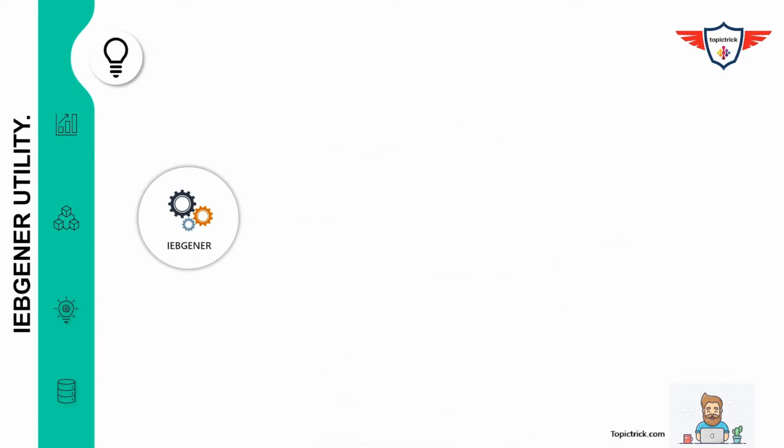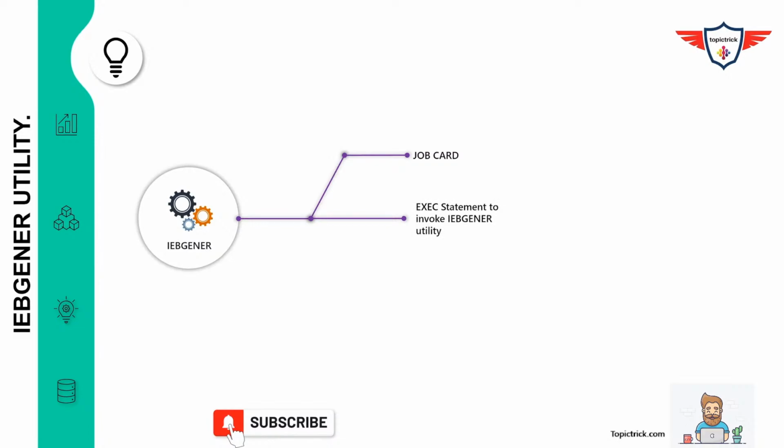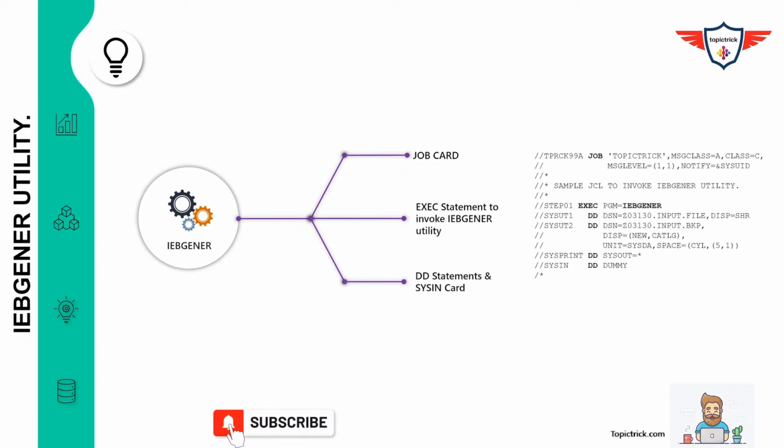Now let's try to understand the different steps you need in a JCL and how you can invoke the IEBGENER utility with the help of a batch job. In order to execute an IEBGENER utility from a batch job, you need three kinds of control statements. The first one is a job card, which provides all the information related to your shop. Then you need an EXEC statement to invoke the IEBGENER utility. After that, you need a couple of DD statements, and a SYSIN card that is required if you are doing a reformat. If you are not doing any reformat, then you need to specify SYSIN as dummy. So here's a sample JCL that outlines how an IEBGENER utility is used to take a backup.